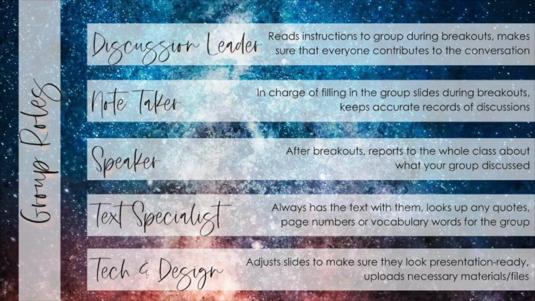There are 5 group roles. So a discussion leader, a note taker, a speaker, a text specialist, and then the tech and design person. So if there are 5 kids in the group, they can each just have one job. If there are fewer students than that, somebody can have more than one job, as long as each job is accounted for. If somebody wants to take on more than one thing, that's great.